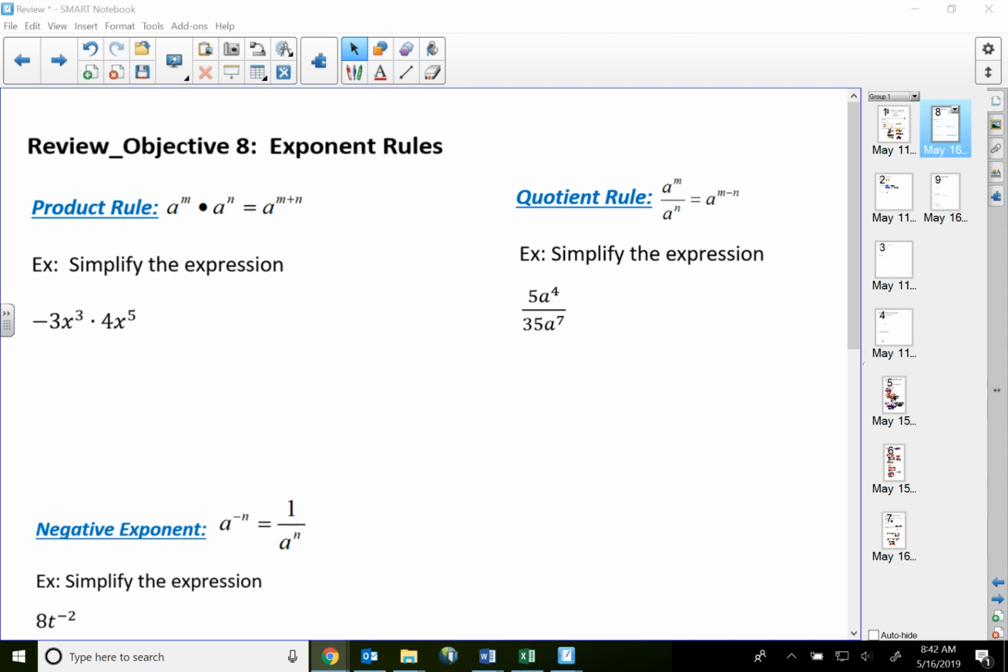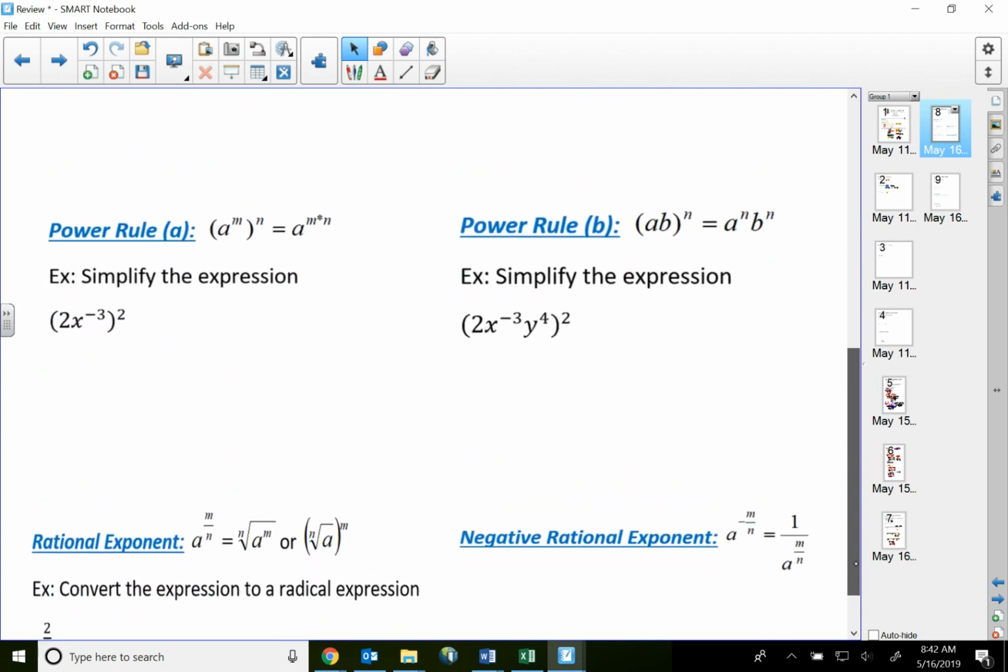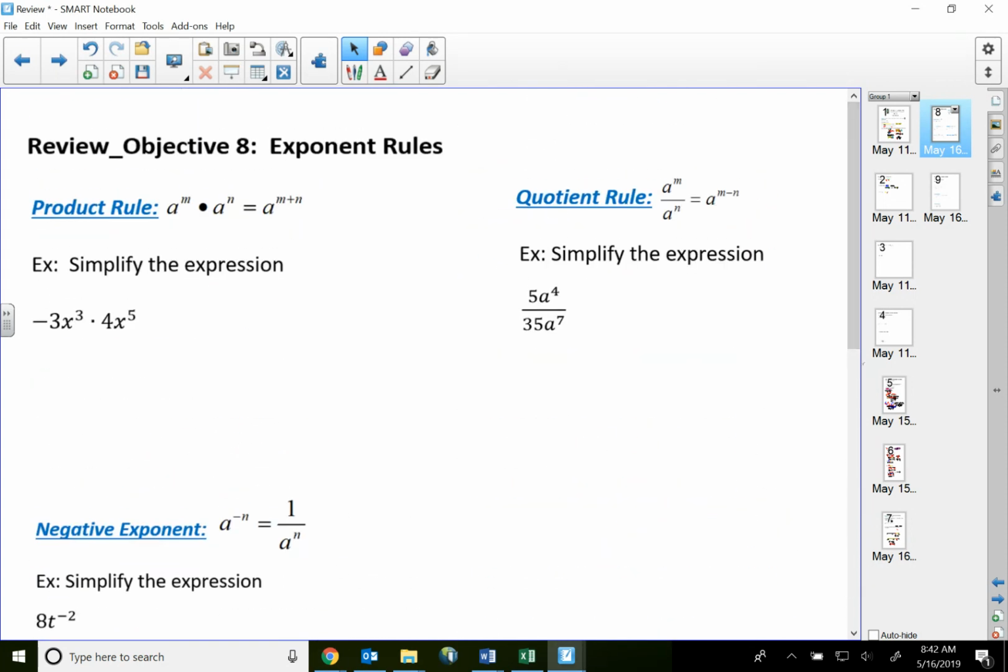Let's review exponent rules in this video. So I wrote down all the basic exponent rules that we will need for this class. So let's start with the product rule.